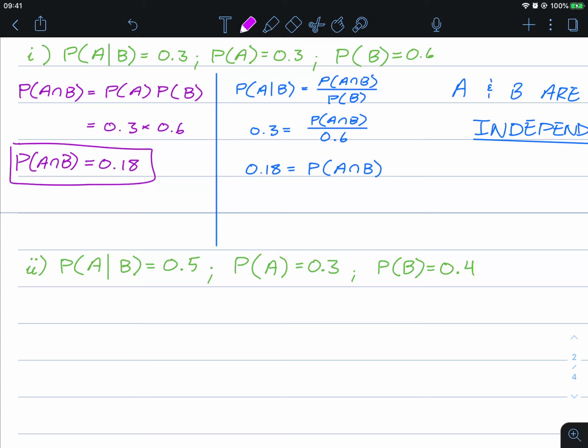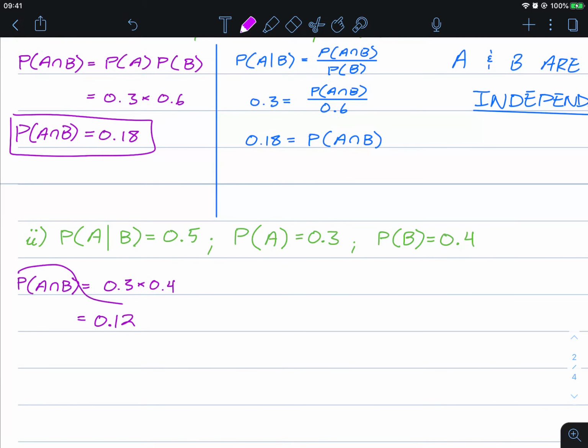Now, we should always begin with what we are looking for. We are looking for the probability of A intersect B. Now, if A and B were independent, it would be 0.3 times 0.4. I believe that would be 0.12.